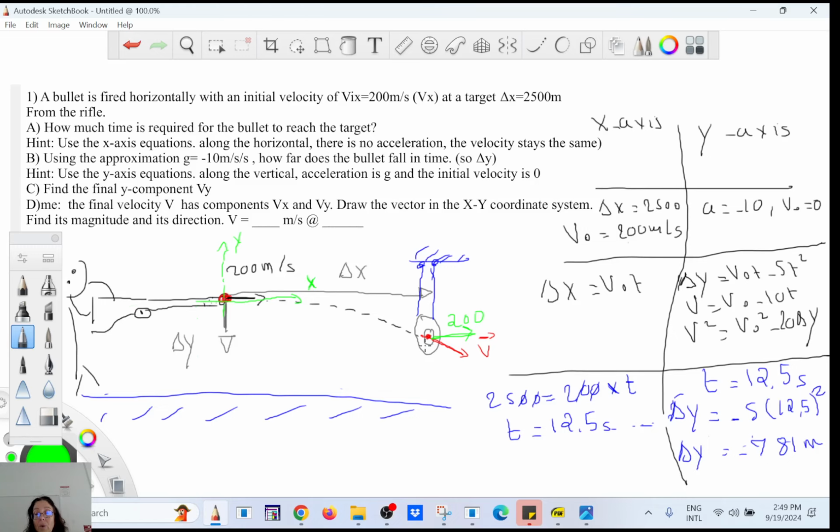What about the y component? Can you find the y component? Yes. So how do I do that? The y component, that's v in the y. So vy equals minus 10 times 12.5. Do you agree? Right, so that will be the y component.